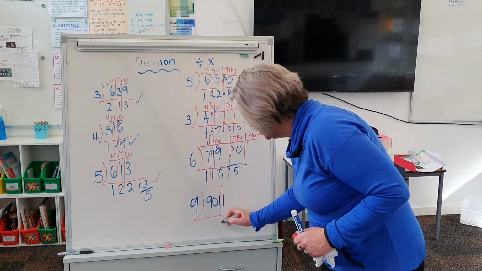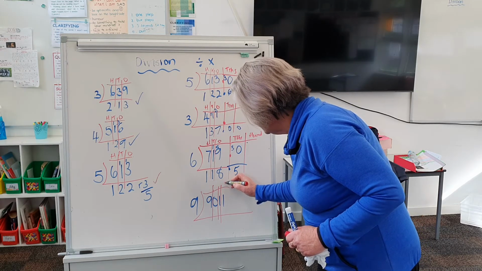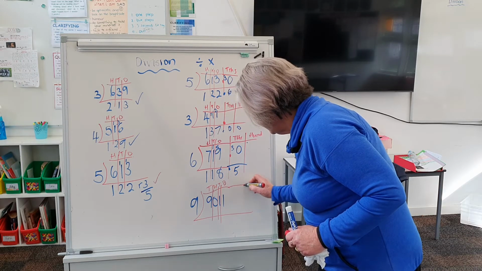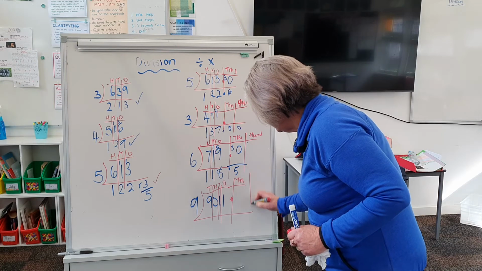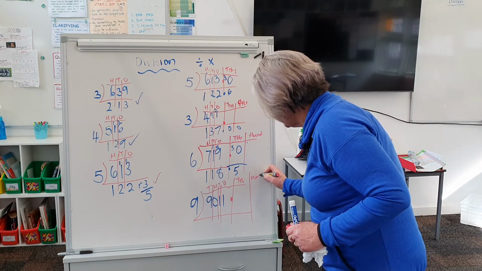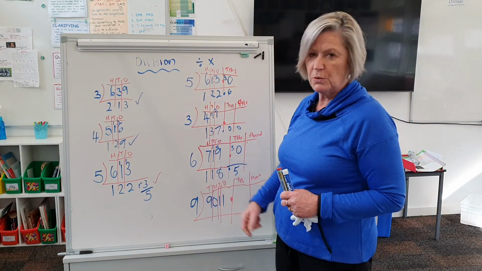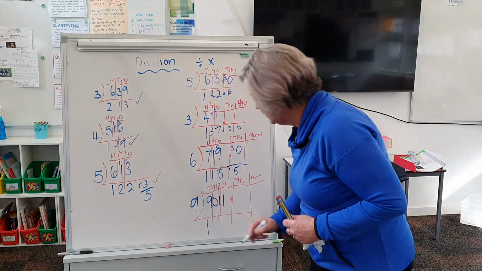Let's do our place value chart. So this is ones, tens, hundreds, thousands. Hopefully we can get it to tenths and hundredths. Let's see how we go. Okay, 9 shared between 9. Easy. We know they get 1 each.